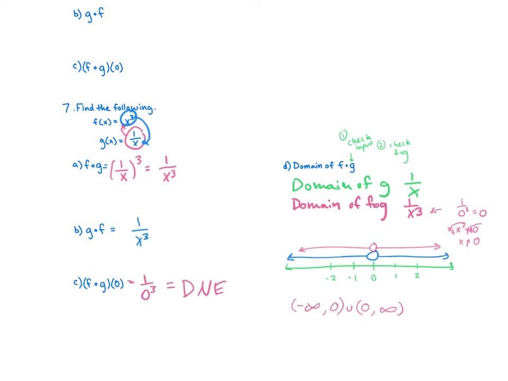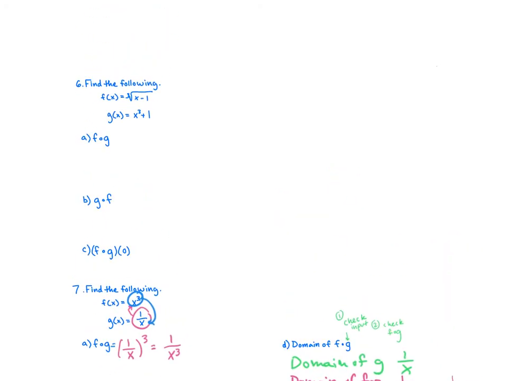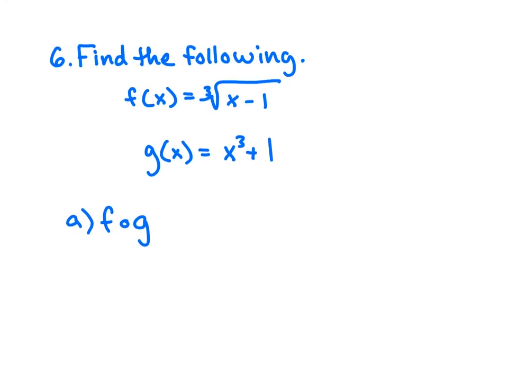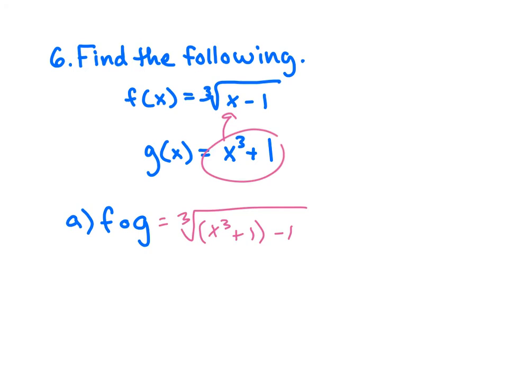All right, so going back to 6, to find f of g, we would just take g and plug it into f. So we would have the cubed root of x cubed plus 1 minus 1. We can simplify this a bit. So the plus 1 and minus 1 would cancel each other out. The cubed root of x cubed would then become just x.